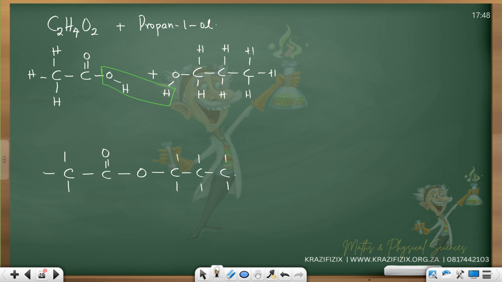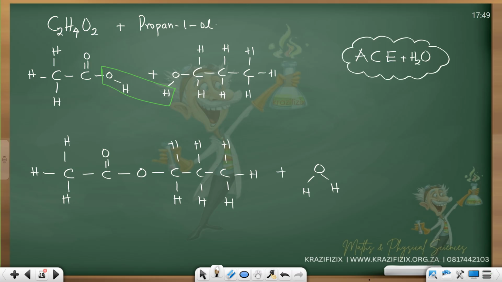How do you name this? When you want to name, do you remember the acronym we're using here? ACE. We said alcohol plus carboxylic acid will react to form esters and what? Water. So you need water to mix it up. When I want to name, I must follow that order as well. I must start with the alcohol. The question is, where is the alcohol?